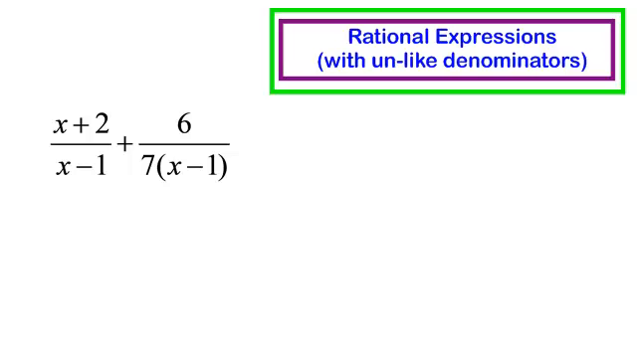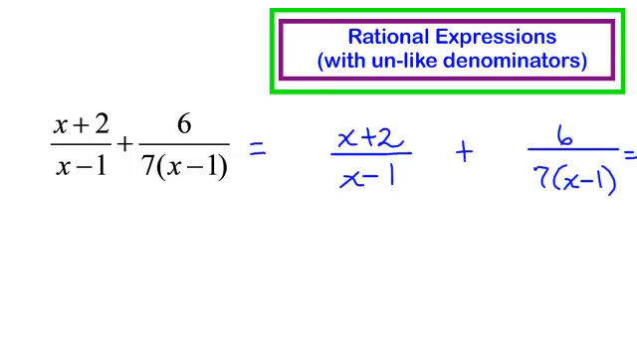We now have the problem x plus 2 over x minus 1 plus 6 over 7 times x minus 1. So what is my least common denominator? I need an x minus 1. In this denominator, I need a 7 and a 7 times x minus 1. Well, I've already said x minus 1. I'm not going to say it again. Remember, you don't want your denominator to get too big. You want the least common denominator. So, my least common denominator is 7 times x minus 1.